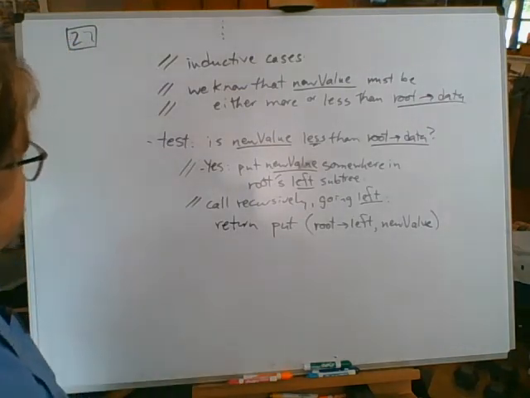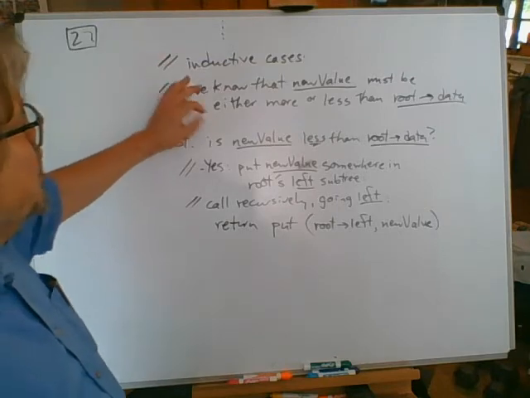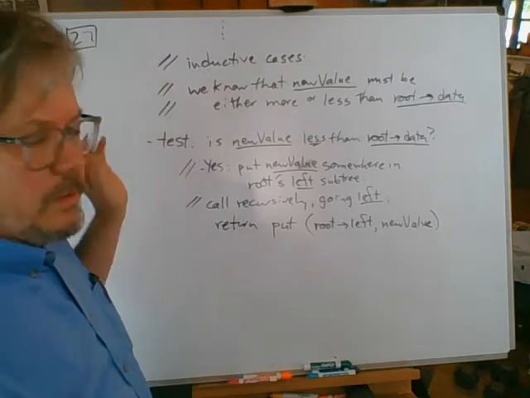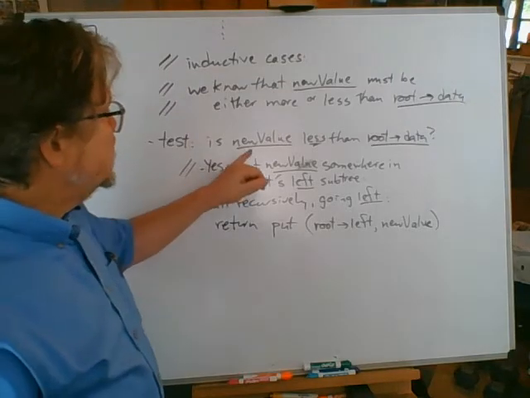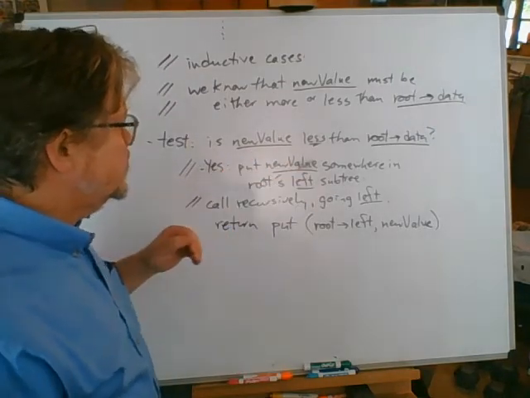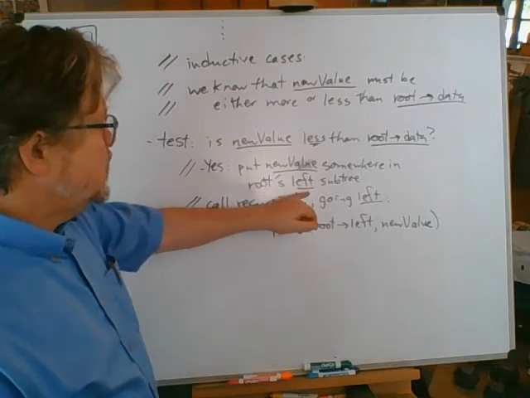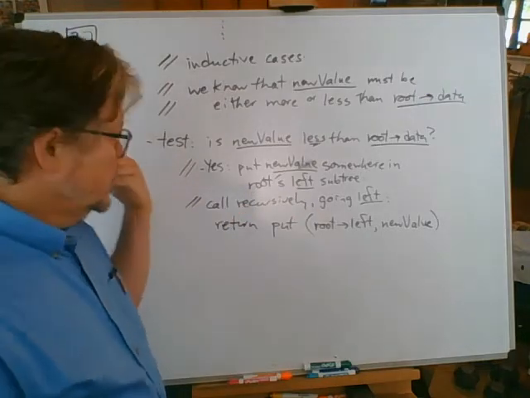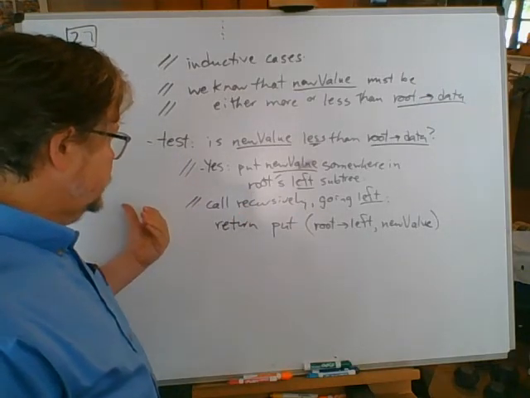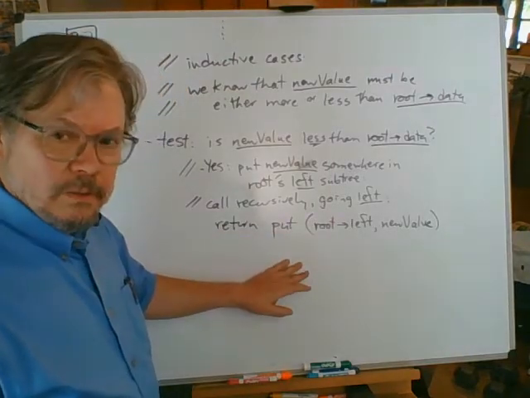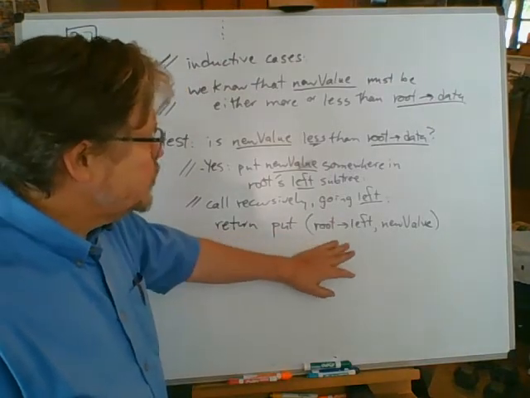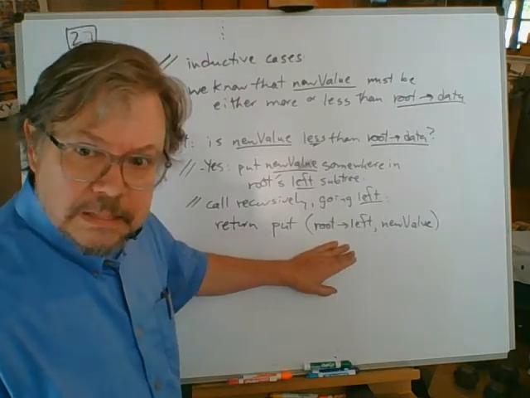Let me see if this even makes sense. Inductive cases. We know new value must be either more or less. In other words, it's not equal. We know it must be not equal to it. Test. Is new value less than root data? If so, yes, then let's put it in the left subtree over here because that's where it belongs. It's less than the root's data. Call recursively going left. Here's a recursive call to the recursive overload. We pass in root arrow left. We are lying.